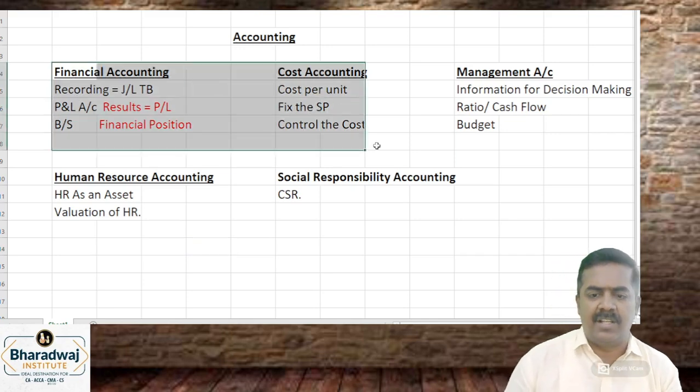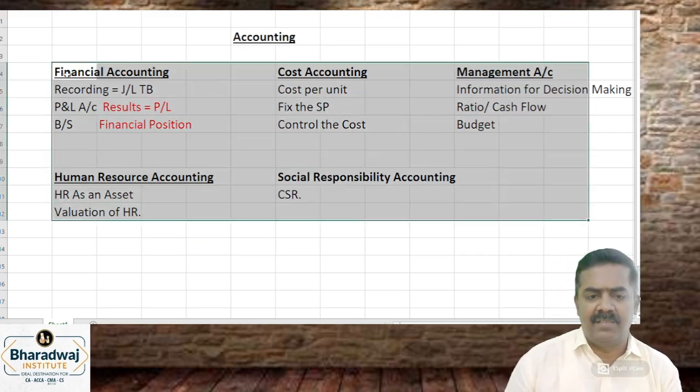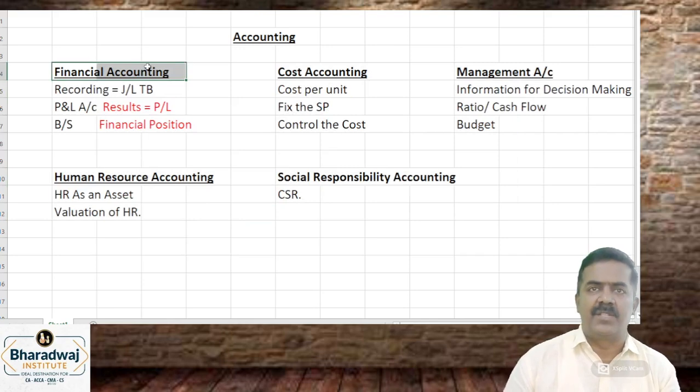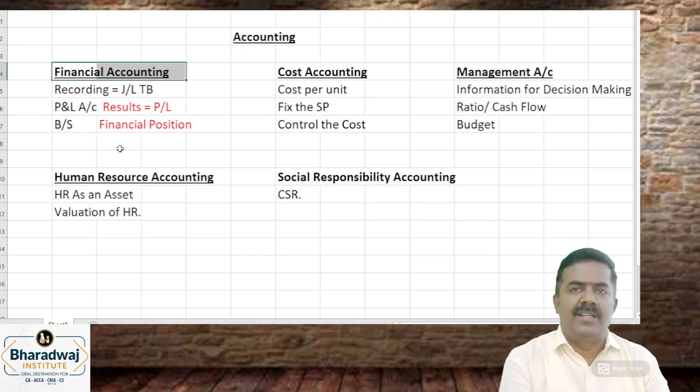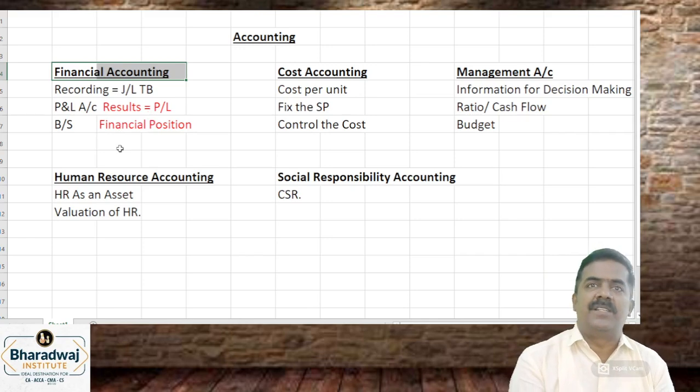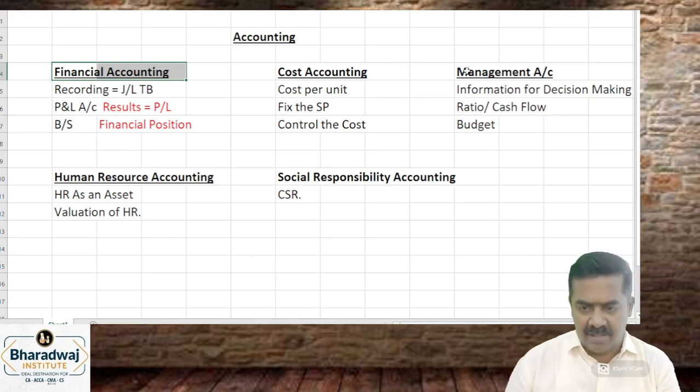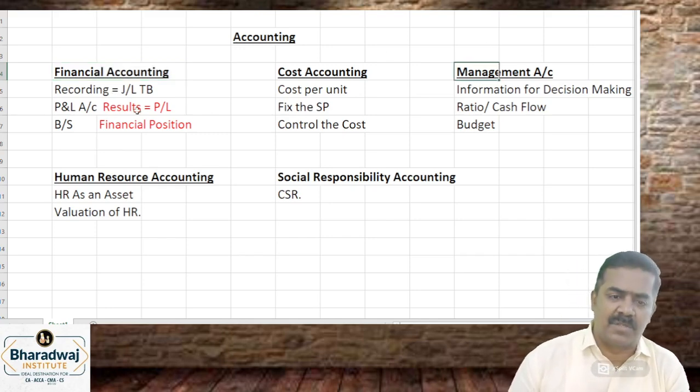So in the examination, they can ask you, either they will give you financial accounting deals with, they will give you options you have to choose, or they will give you, for example, the branch of accounting that is involved in preparation of budgets, ratio, cash flow. They will give you options. Which accounting? Management accounting, like that, they can give you questions.